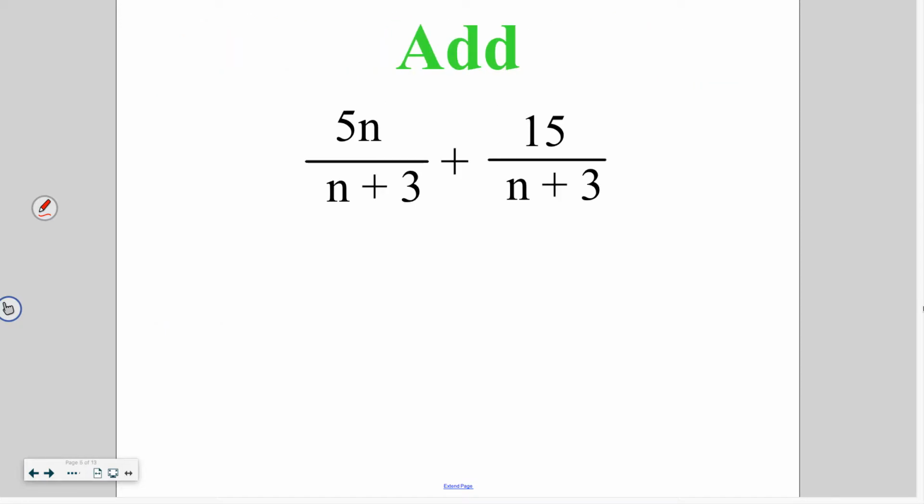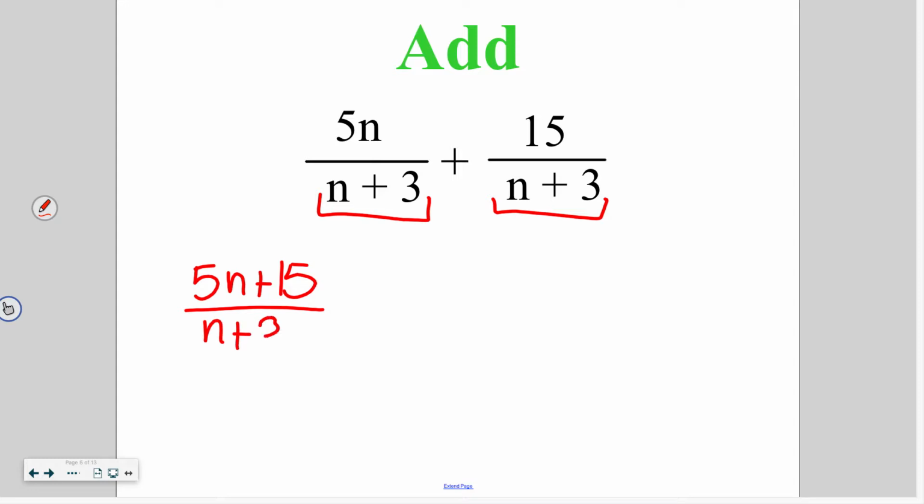So this first example, we've got 5n over n plus 3 plus 15 over n plus 3. Notice, we already have that common denominator piece, so there's no work to be done with that. So then we simply move to adding the numerators. So I have 5n plus 15. We can't actually combine those because 5n has a variable and 15 does not. So we're at 5n plus 15 over n plus 3.